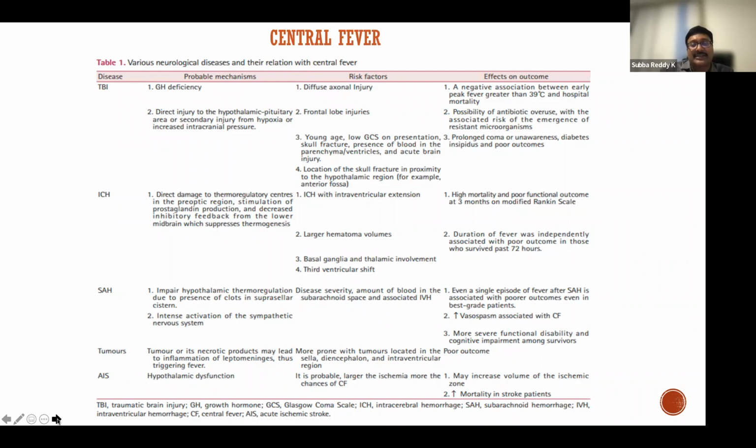And the risk factors: if somebody has diffuse axonal injury and there's a risk of central fever, if somebody has frontal lobe injuries, a young patient with low GCS on presentation, skull fracture, presence of blood in the parenchyma or ventricle, acute brain injury, and location of the skull fracture in proximity to the hypothalamic region, for example, anterior fossa fractures, all these can lead to central fever in a traumatic brain injury.